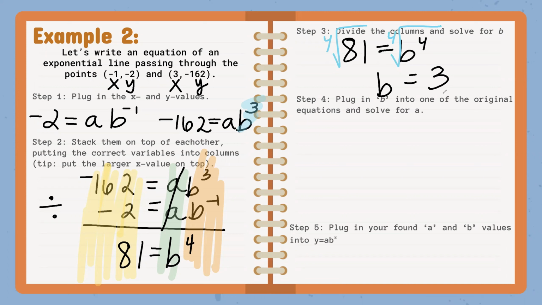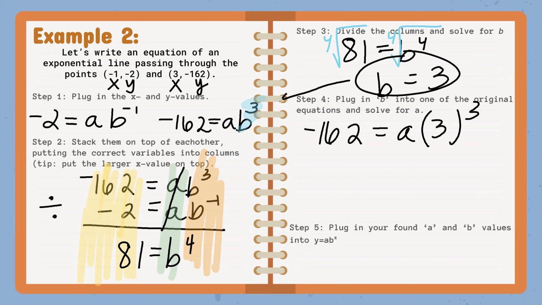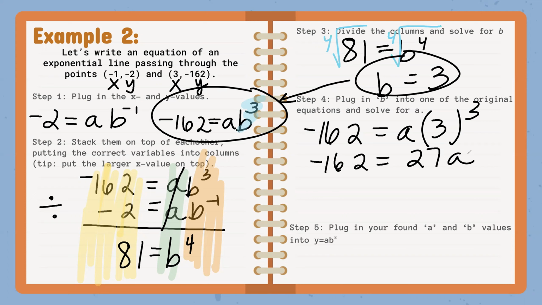And now I'm going to take that B and plug it into one of my original ones. I'm going to go ahead and do -162 is equal to A times b, which I now know is 3 cubed. I plugged this into this equation, by the way. You could have plugged it into the other equation and gotten the same answer. So 3 cubed, let's see, 3 times 3 is 9, times 3 is 27. So I have 27a on the right.